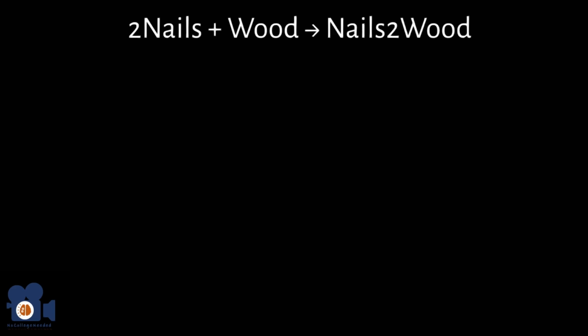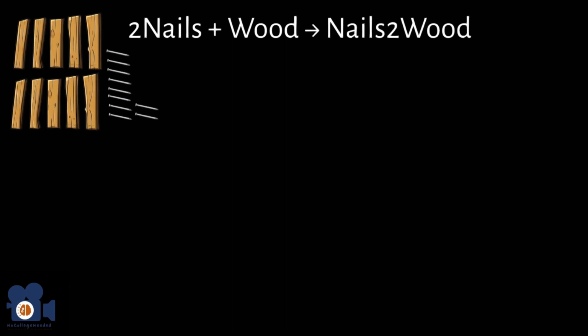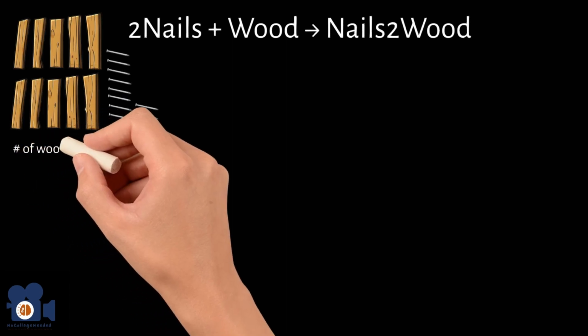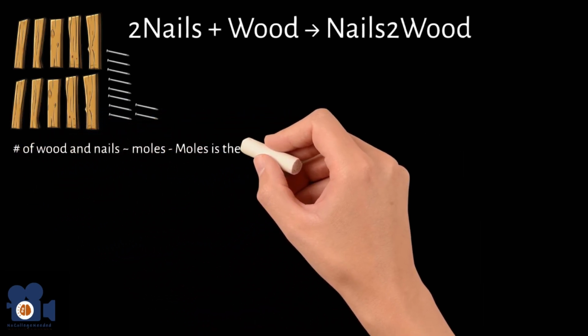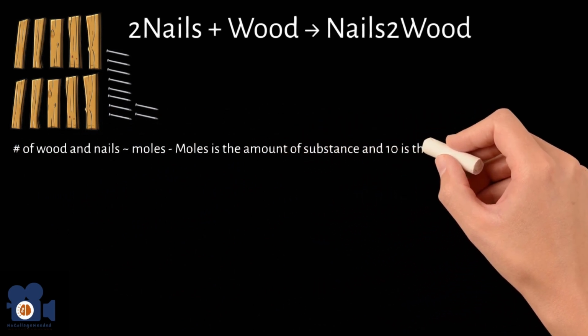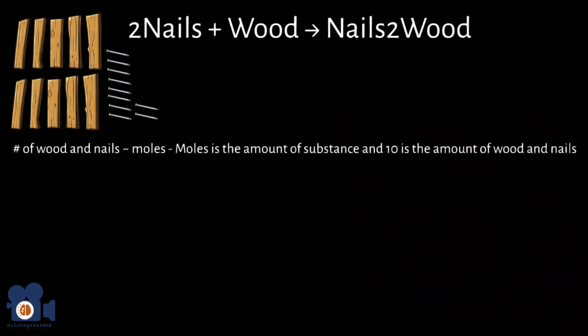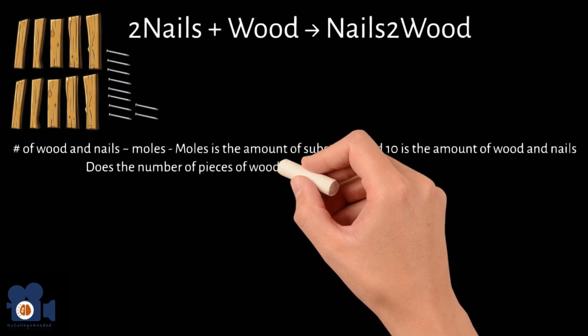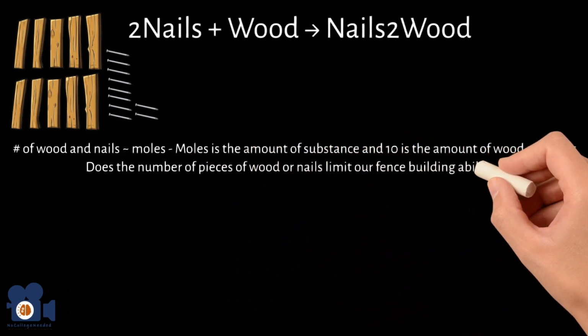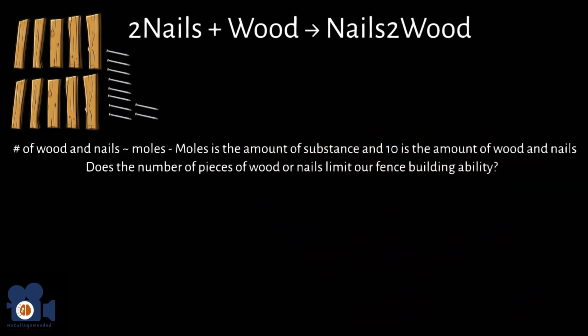Let's say we have 10 pieces of wood and 10 nails. Remember, we can liken these numbers to moles, because moles is the amount of substance, and 10 is the amount of wood and nails. So does the number of pieces of wood or nails limit our fence building ability? Think reaction. Let's find out while we start to build our fence.